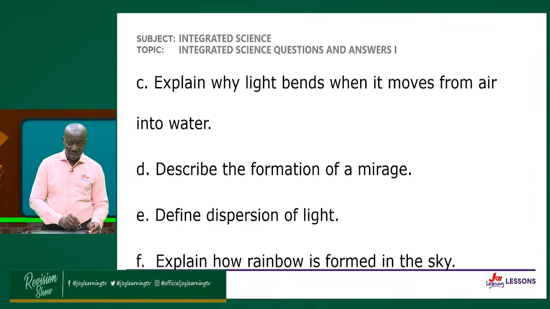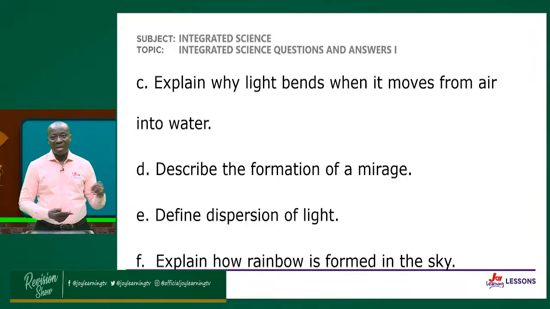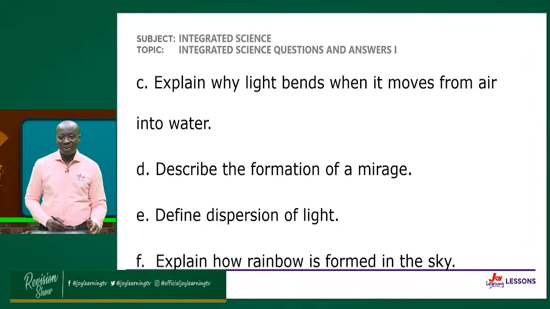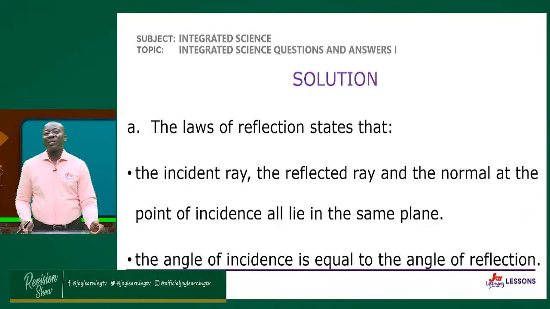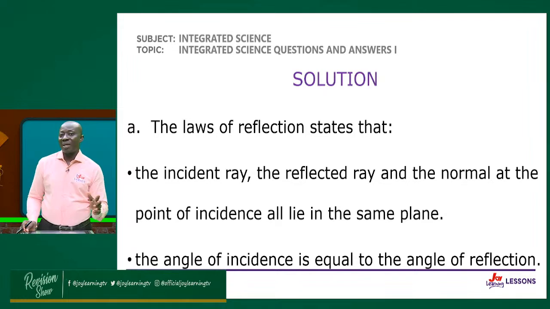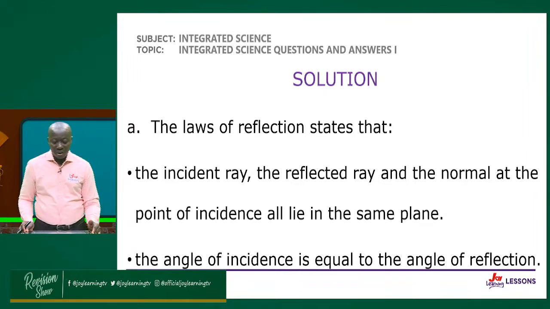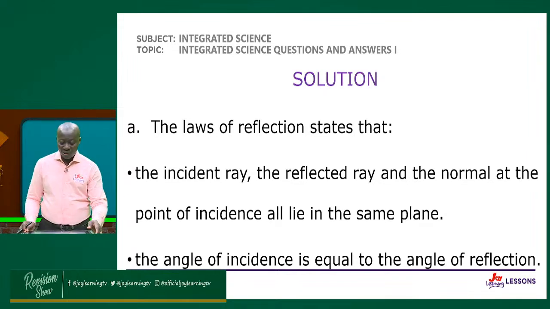So I'll give you a few seconds again to look at these questions, and then we'll start with A, B, C, D up to F. Answer all of them. So we move on to the solution. When we finish, we'll come back and look at C, D, and F so that we can pick up the question. So we have to state the laws of reflection.